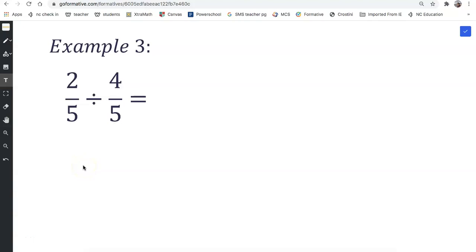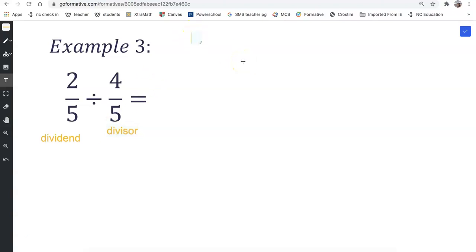We are continuing to model fraction division using example 3, 2/5 divided by 4/5. Remember that 2/5 is the dividend and 4/5 is the divisor, or what we are dividing by.